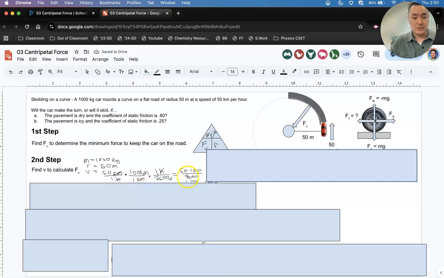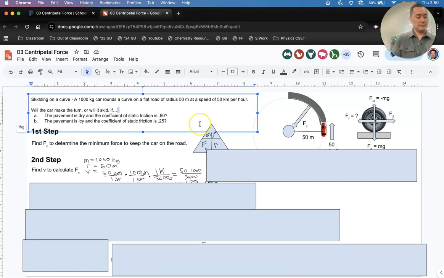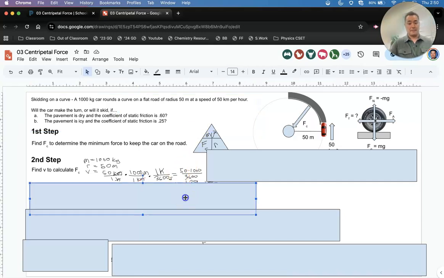Let me get a student to do this calculation. It's going to be from this class. Let's call on Kelvin. Grab a calculator. Put 50 times 1,000. Hit equals, and then divide by 3,600.